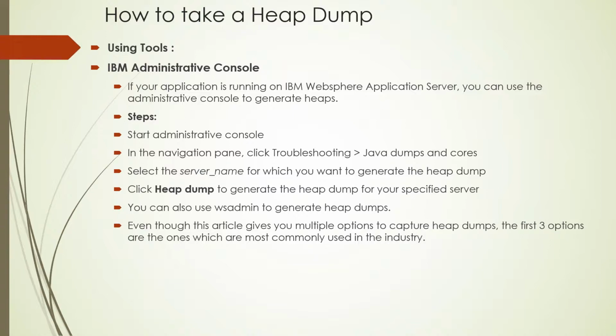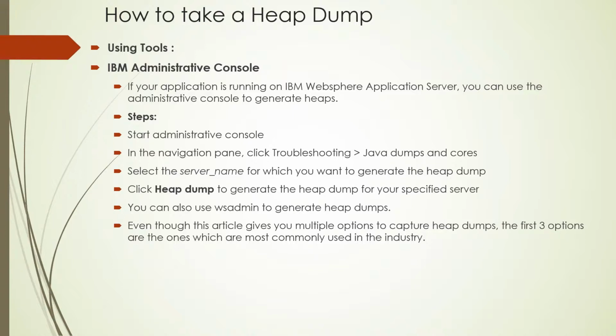So these are the steps I mentioned over here. You can just start the administrative console, then navigate to the troubleshooting panel. Troubleshooting, then Java dumps and cores, and then select the server for which you want to generate the heap dump. Just click on heap dump, and you will get the heap dump of your particular server.